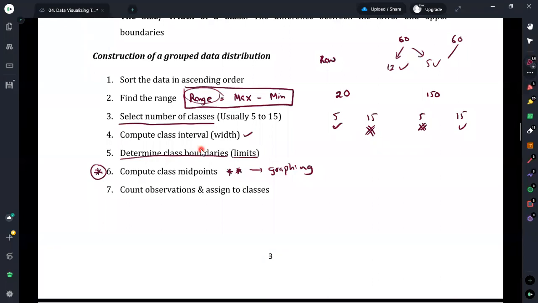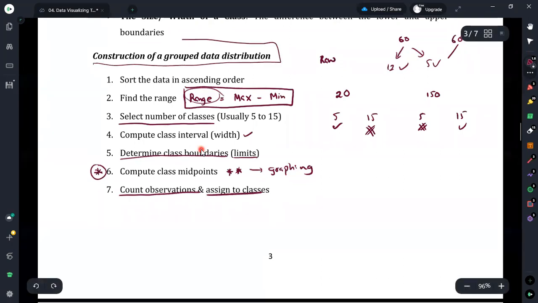But it is not a compulsory step that you have to follow. Even though it is an optional step, it will be really helpful when you are going for the graphical representation of this grouped data distribution. And thereafter, we can have the count or the frequency for this class of observations, and then we assign it for each class that we have identified. Therefore, these are the 7 steps we need to follow to construct a grouped data distribution.